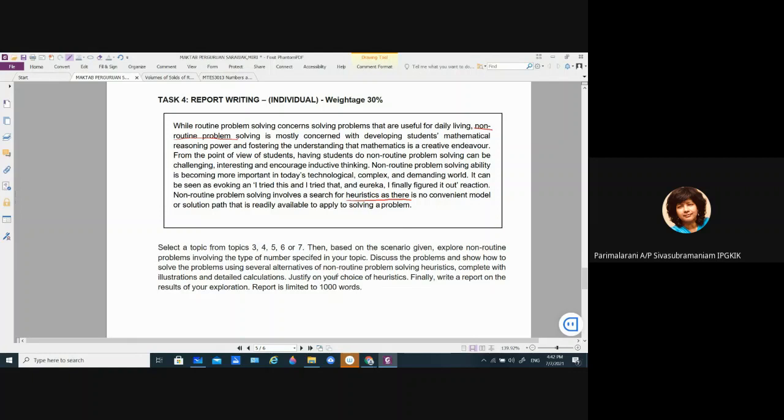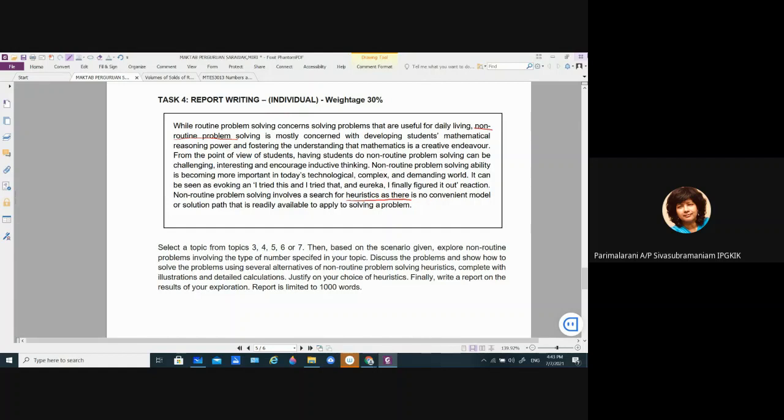Okay, so select a topic from topics 3, 4, 5, 6, 7. That's what you have to do first. Okay, topic 3 is on prime numbers and composite numbers. Topic 4 is on number patterns. Topic 5 is modular numbers and magic squares. Topic 6 is rational numbers, and topic 7 is irrational numbers. So from these topics, you choose only one topic.